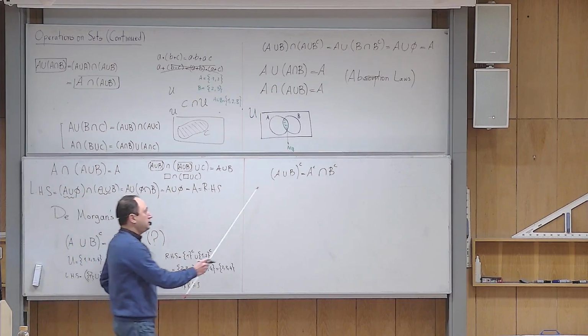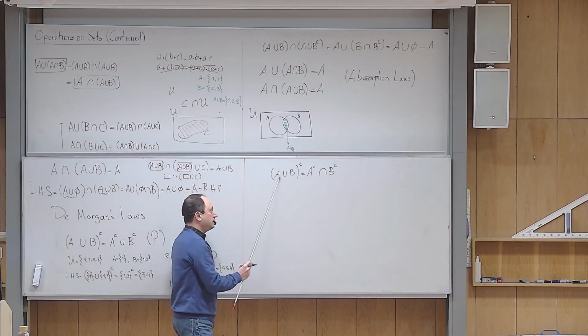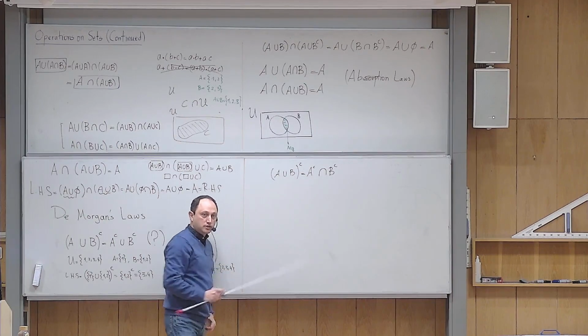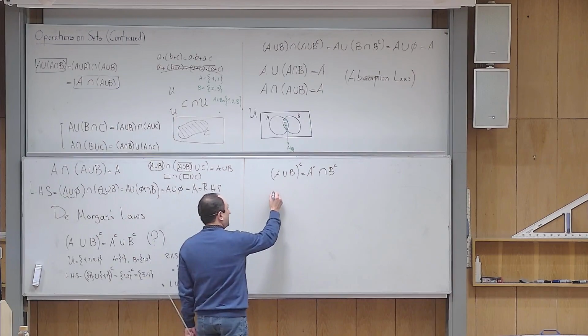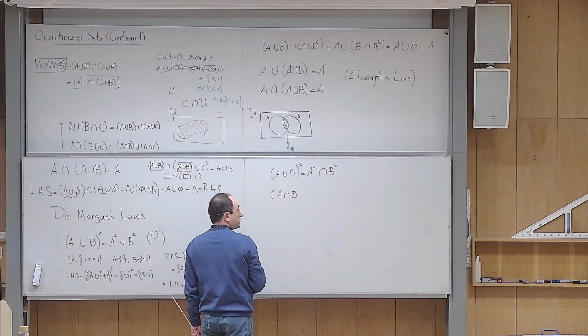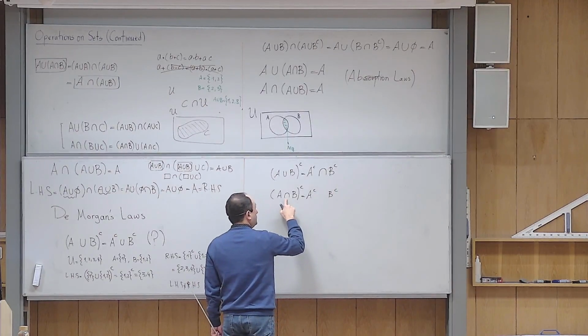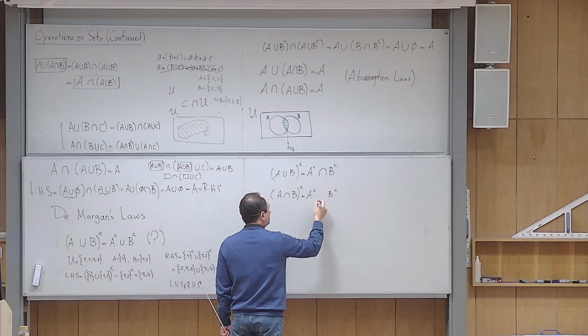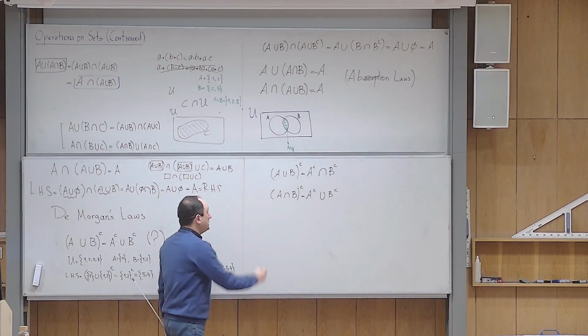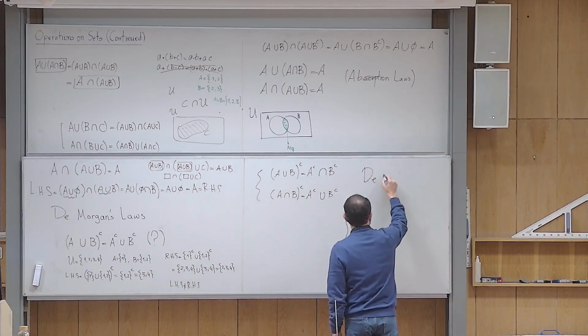So if you have the union of two sets and you want to complement it, you are allowed to complement each one of them, but you have to turn union to intersection. And the opposite way around. So A, B, I intersect them first, and then complement it. The answer is again A complement, B complement, but the intersection should turn into a union. So these are De Morgan's laws, yes? De Morgan's laws.